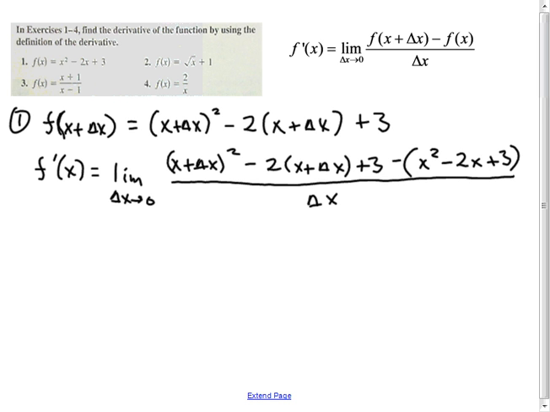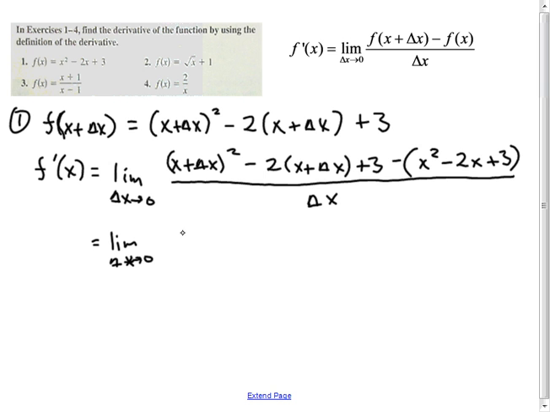And then what we always discovered on these is if we attempted to directly plug in delta x equals 0 into the problem, we end up with 0 in the numerator and also 0 in the denominator. So we're going to try to simplify this numerator and see if we can factor out a delta x to cancel with the delta x in the denominator. So the next step, let's do some multiplying out.